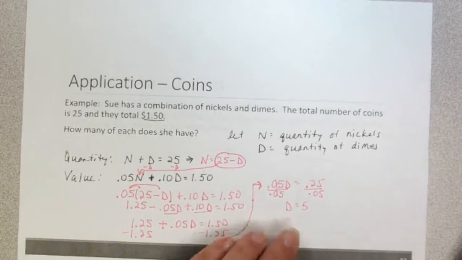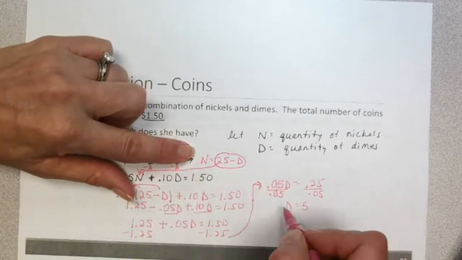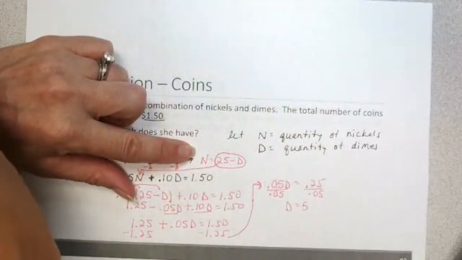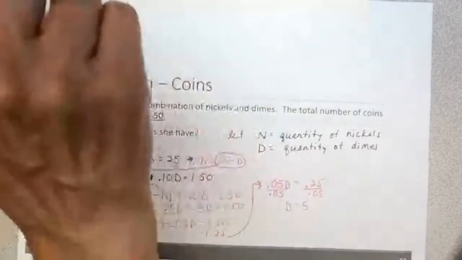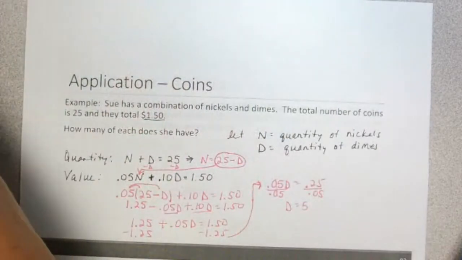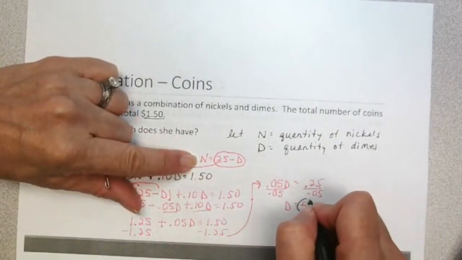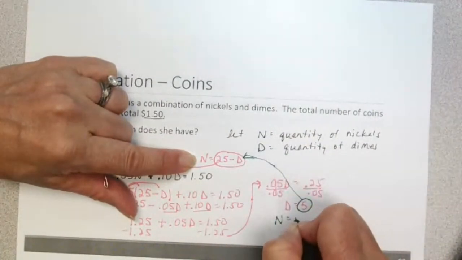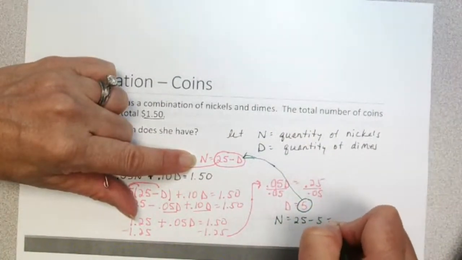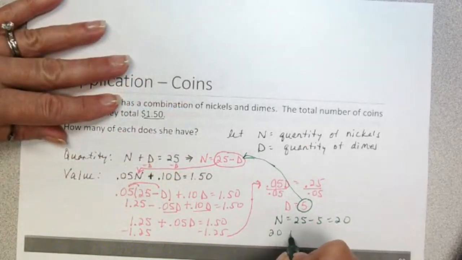So we know now how many dimes there are, 5 dimes. To find out how many nickels, we'll just substitute that value for d into one of the other equations. I'm going to use this nice simple equation here. We'll substitute that 5 in there for d. So n then is equal to 25 minus 5, or 20. Okay, so my answer here is that there are 20 nickels and there are 5 dimes.